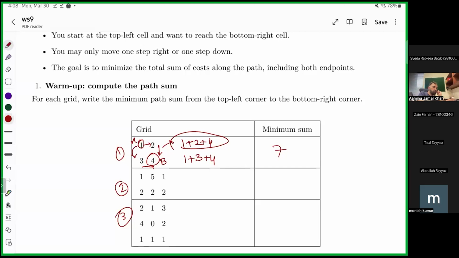Actually, that's a good question. If I give you a grid which is n by n, what's the total number of possible paths that you can take? All right, I think we are done with question one. Zen, are we done?